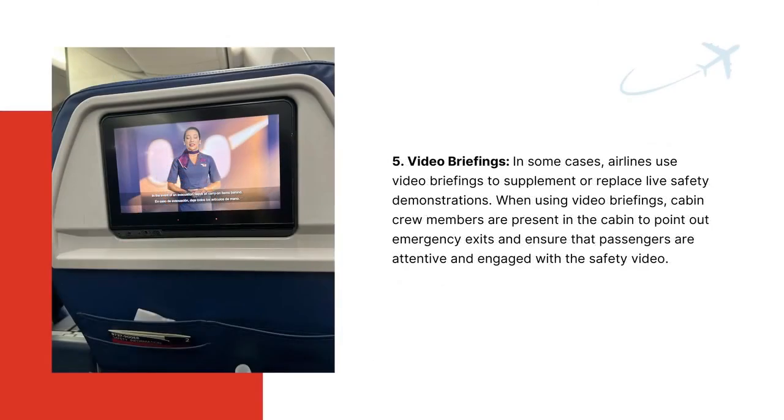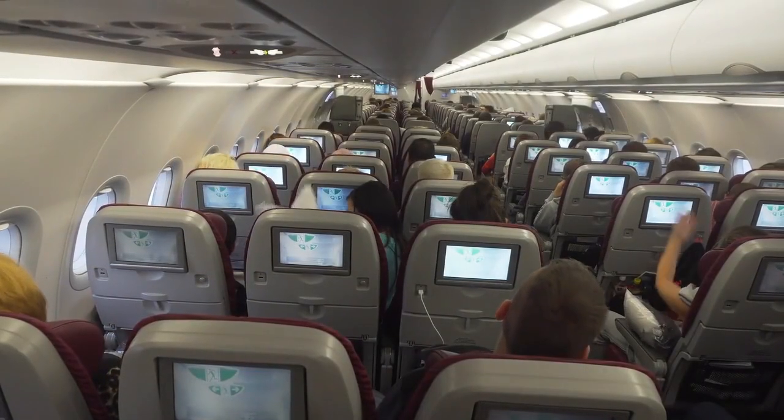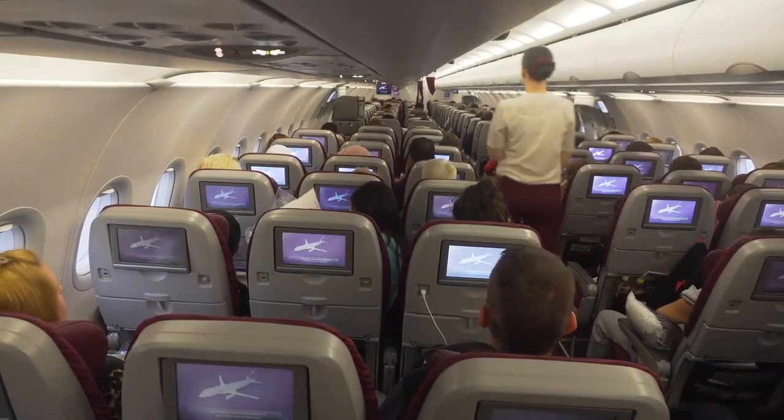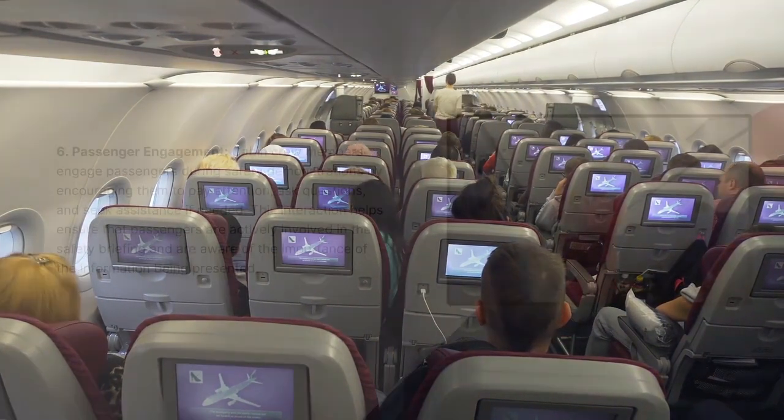5. Video briefings. In some cases, airlines use video briefings to supplement or replace live safety demonstrations. When using video briefings, cabin crew members are present in the cabin to point out emergency exits and ensure that passengers are attentive and engaged with the safety video.